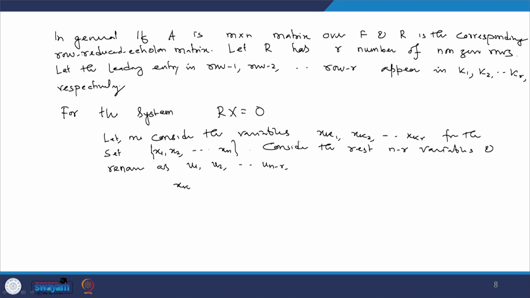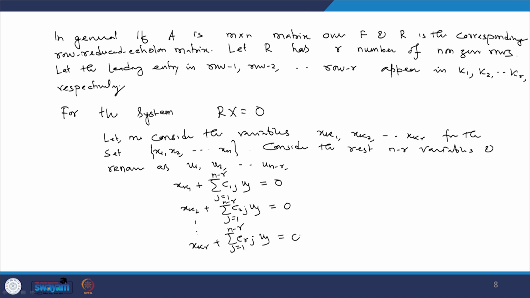First is xk1 plus sigma c1j uj, j equal to 1 to n minus r, equal to 0. Then similarly xk2 plus sigma c2j uj, j equal to again 1 to n minus r, equal to 0, and xkr plus sigma crj uj, j equal to 1 to n minus r, equal to 0.